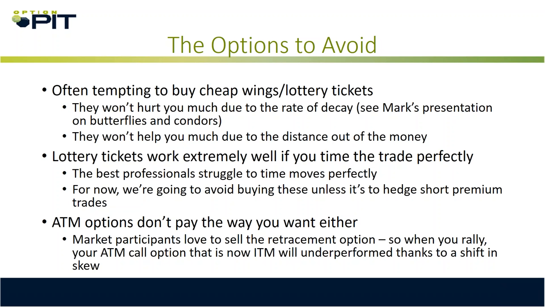So for now, we're going to really avoid focusing on the wingy options in these lottery tickets unless it's a hedge to a short premium trade. So a short put spread where your long put is on a teeny option could be helpful for you. But generally speaking, I'm going to avoid these almost altogether for most of what we're looking at right now, because generally that's not our game, to sell a really cheap put spread and just hope that it works out. At the same time, being long at-the-money options don't often pay you the way you want either.